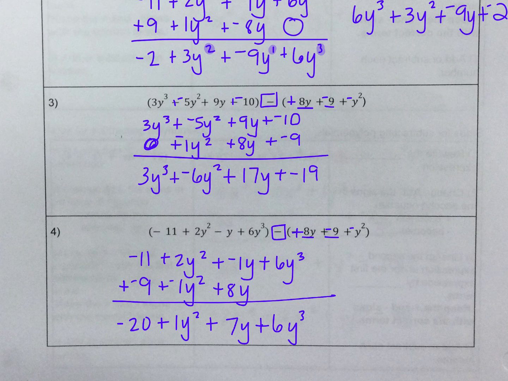And these are out of order again, so we're going to start with the biggest exponent, which is this 3 right here. So 6y to the third plus 1y squared plus 7y plus negative 20.